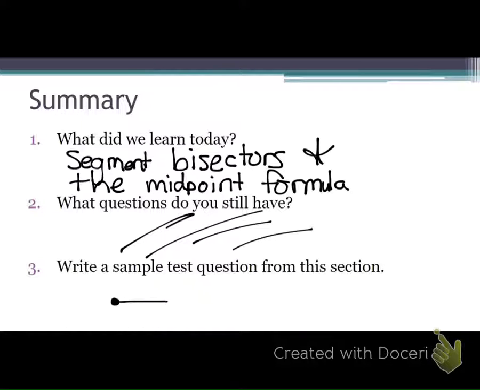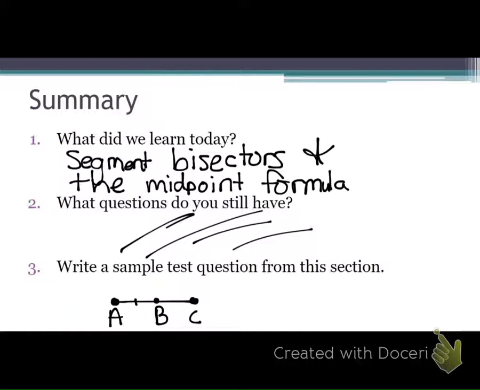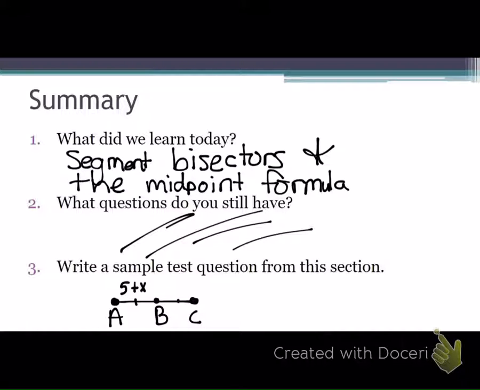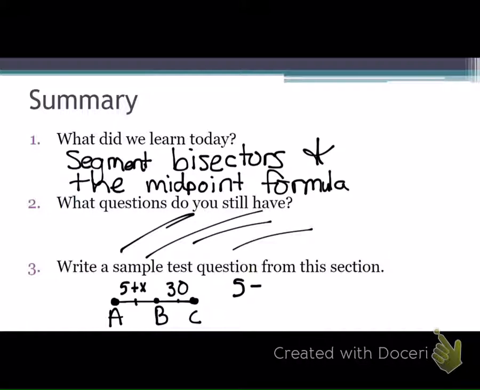I'm going to do a challenging one with you. All right. So, let's say this is A, B, C, and B is the midpoint. So that means that each of these are congruent. Let's say this is 5 plus x, and this is 30. How would I write an equation here? There we go. x plus 5 plus x equals 30.